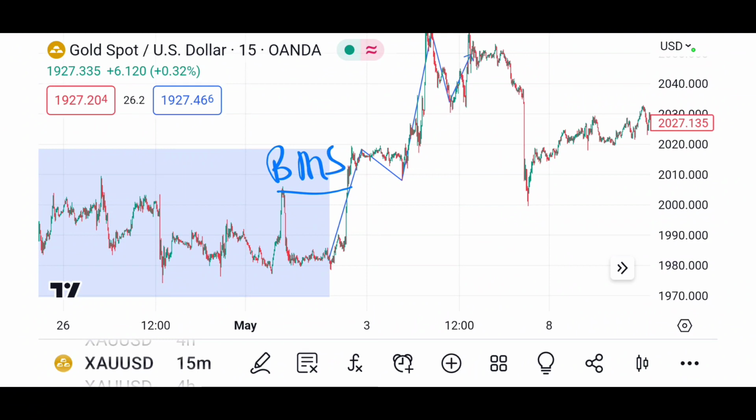Before this break of structure here, BMS, you would notice a little high that was taken here. So this little high will be our mBOS, minor break of structure. So the minor break of structure gives us the first sign that the trend is about to change. So the minor break of structure gives us the first sign that the market is about to change trend. So this is a practical aspect of what we've just looked at, the market structure, the basic blueprint of the market structure, the anatomy of the market structure.